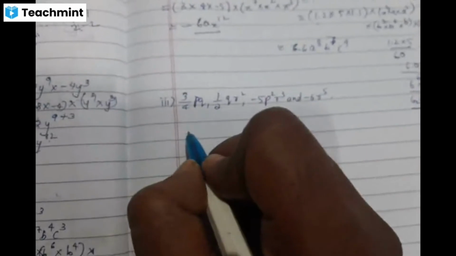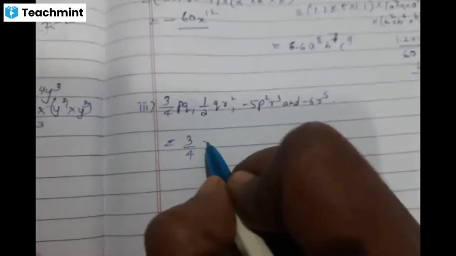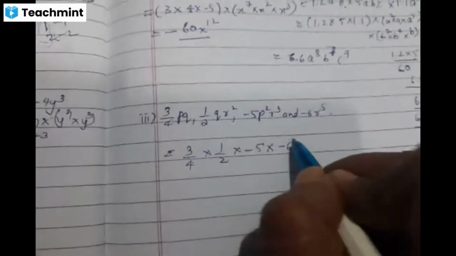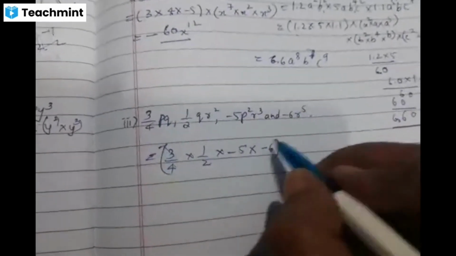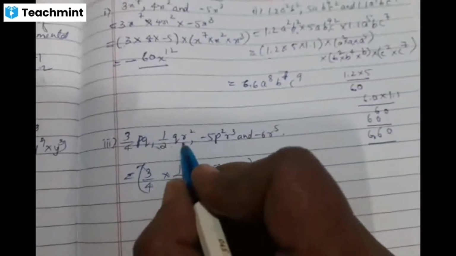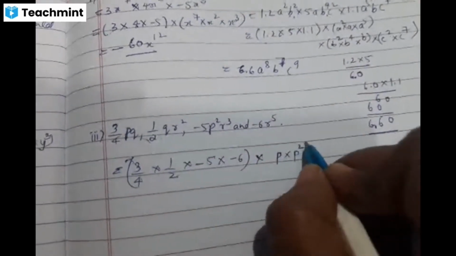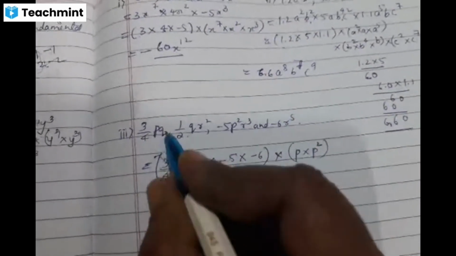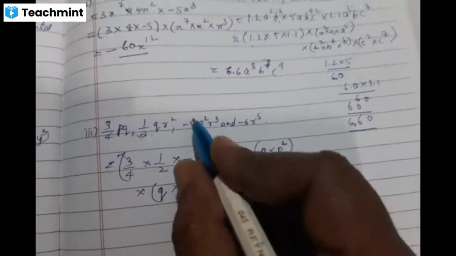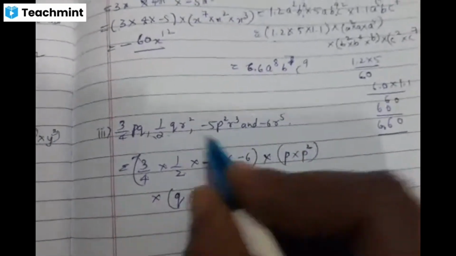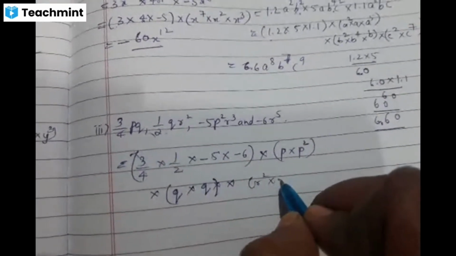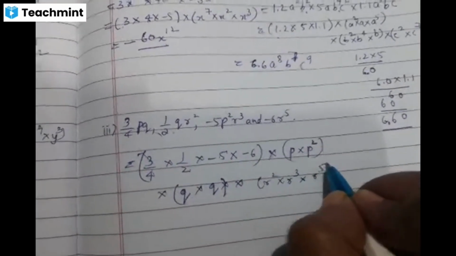Next you have 3 by 4 into 1 by 2 into minus 5 into minus 6. All the constants I have grouped in one bracket. All the variables: P into, here you don't have P. Here P square. And then you have Q into, one more Q you have. You don't have any Q's here. So close the bracket. Next come into R. R square into r to the power of 3 into r to the power of 5.